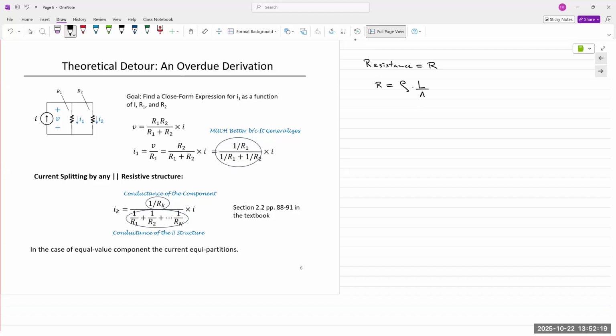Okay. The rho is the Greek letter rho, R-H-O. It is a material property. It is the resistivity of a material. So if you have a piece of material, doesn't matter what shape, it will have some resistance.